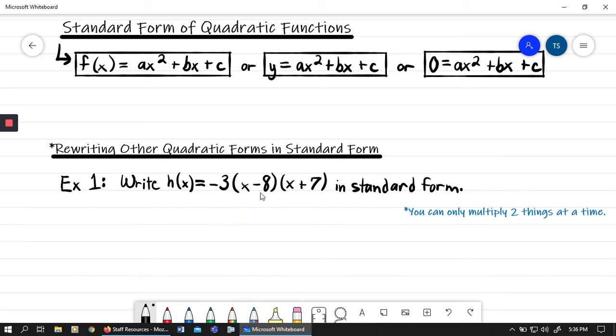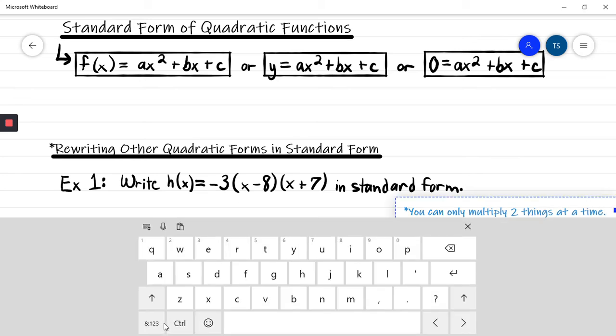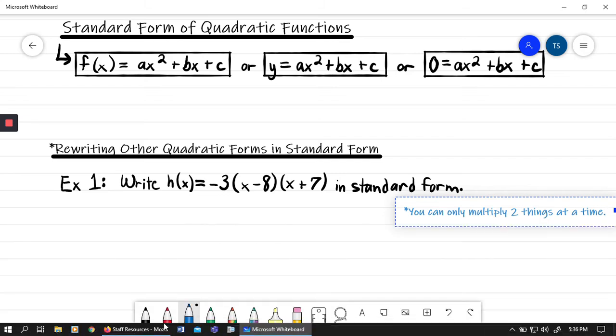Do I want to multiply these first 2 things together and do that first, or do I want to multiply the last 2 things together and do that first? It really doesn't matter which 2 you decide to multiply first. I'm just going to go in the order that it's written, not that you have to do it in the same order that I choose. So I'm going to multiply these first 2 together. The -3 multiplied times the x minus 8.